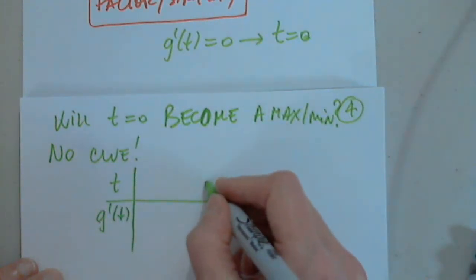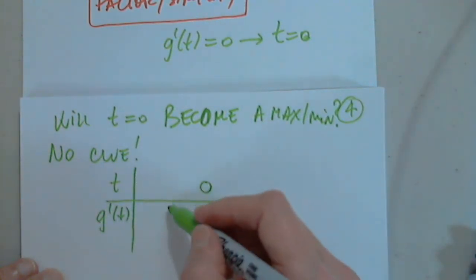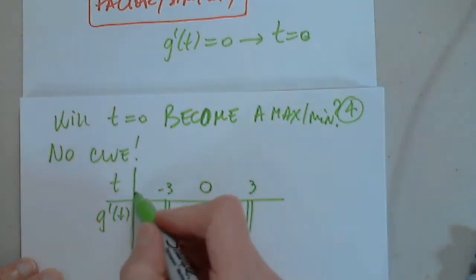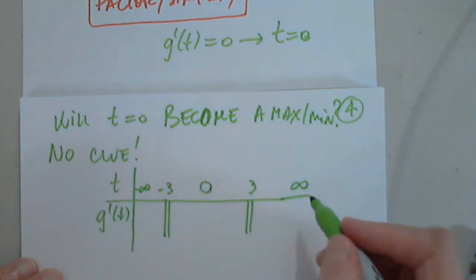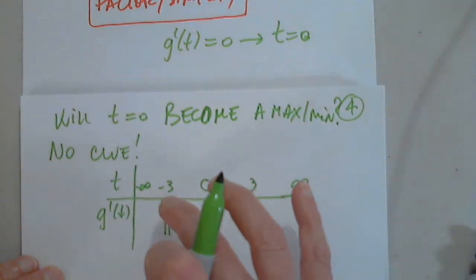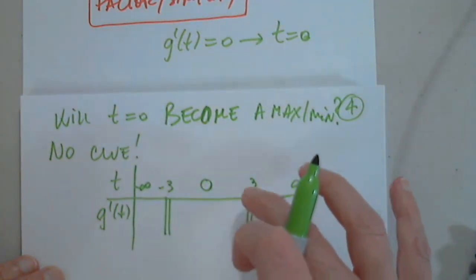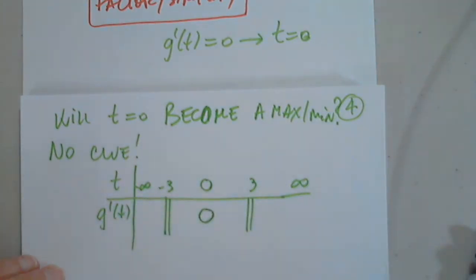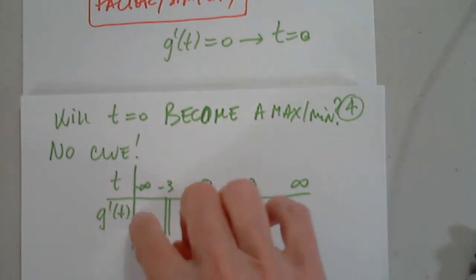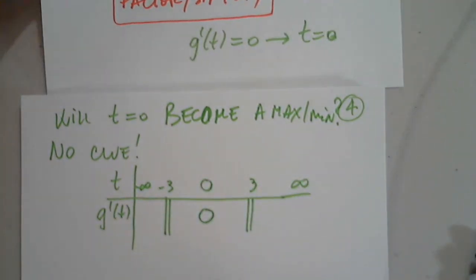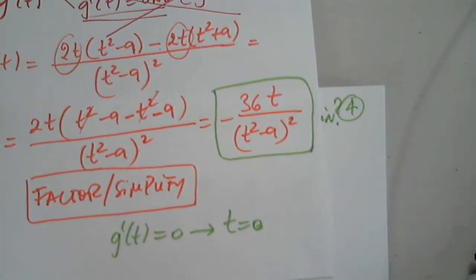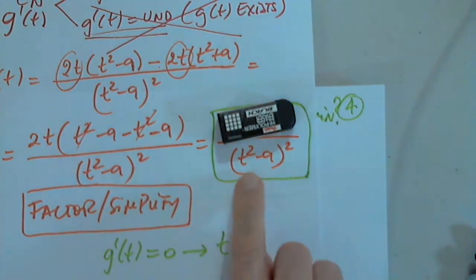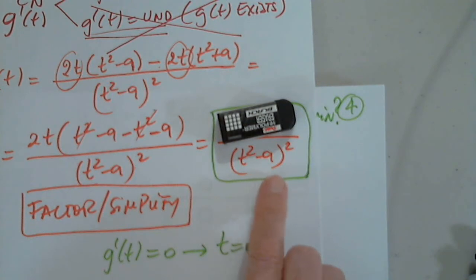I know it's 0. I know it's undefined at negative 3 and 3. I know the domain, the rest is negative infinity to negative 3, union negative 3 to 3, union 3 to infinity. I know the derivative is 0 here. And now I need to study the sign of the derivative. But one piece I refuse to study the sign for, which is the denominator.